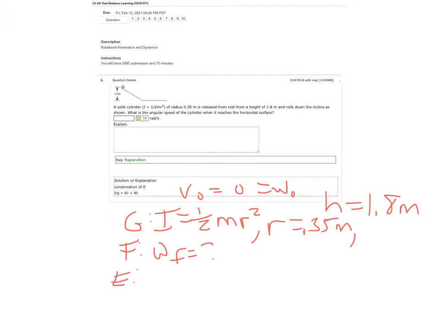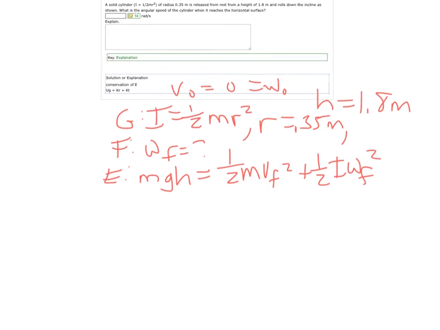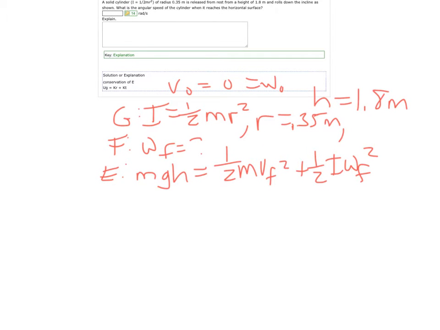And most of you rightly figured out that mgh is equal to, because you had potential energy at the top, 1/2 m v F squared plus 1/2 I omega F squared at the bottom. So most of you figured that part out. Let me move this up. And so then you had to solve it, and almost all of you could do this, so I will just do it real briefly.